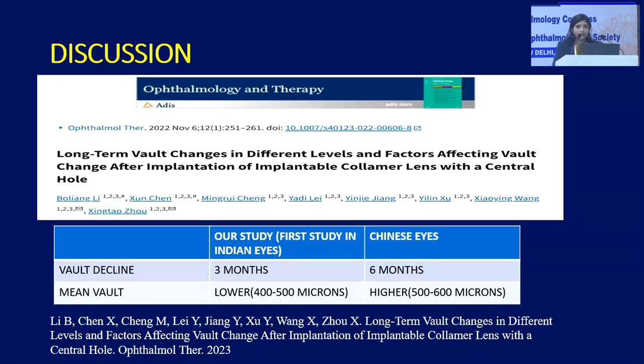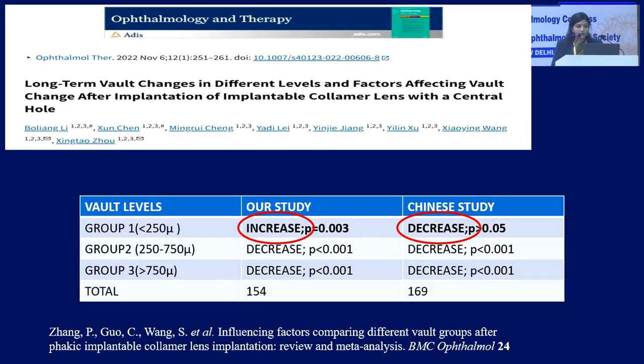A similar study done in Chinese eyes shows a vault decline at 6 months, whereas our study, which is the first study in Indian eyes, shows a vault decline in 3 months. Also, our vault was comparatively lower as compared to the Chinese eyes. In the same study, group 1 showed a decrease in Chinese eyes, and our study showed a significant increase in the low vault cases.